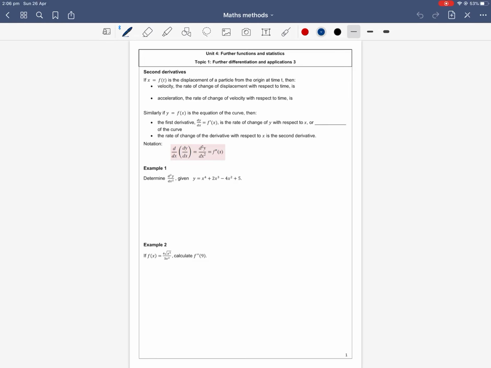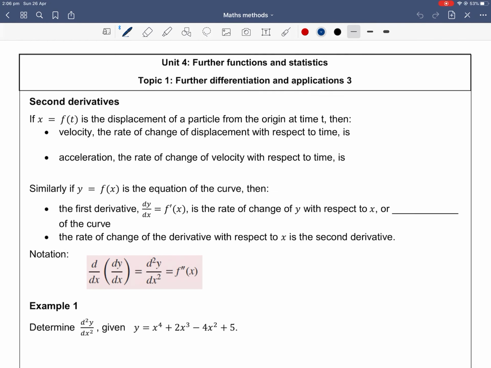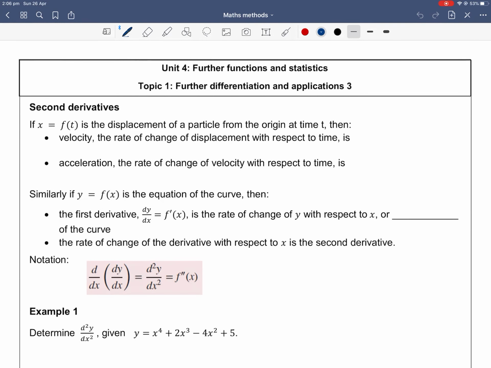How are you going? So today we're going to start a new topic. We're going to look at further differentiation and applications part 3. So we're going to build on our previous knowledge of derivatives, which are gradients of functions. So what are second derivatives? Well, if you think of first derivatives, you differentiate once, so that's the first derivative. Then if you take that answer and differentiate again, you have the second derivative.